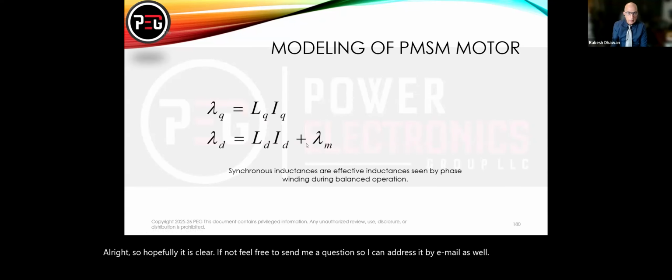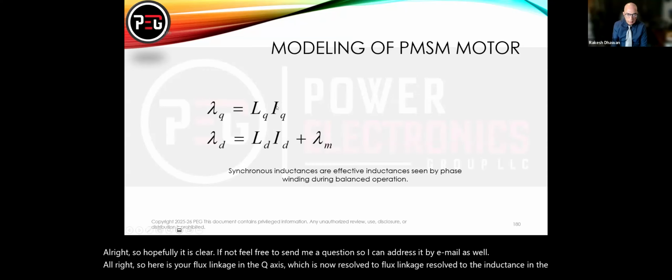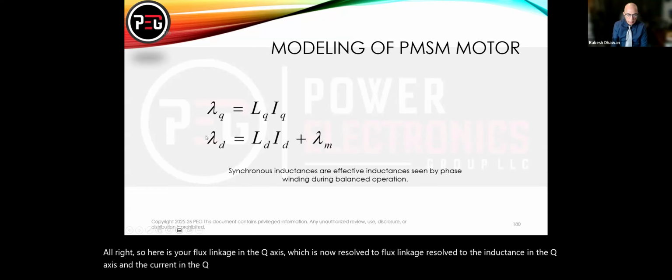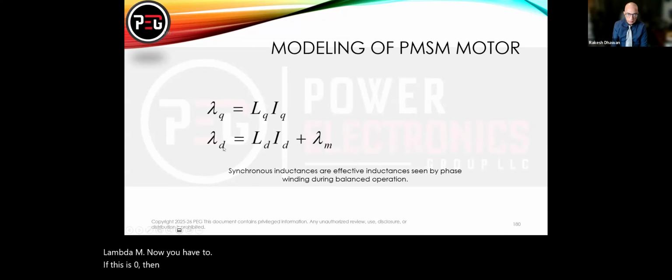All right. So here is your flux linkage in the Q axis, which is now resolved to the inductance in the Q axis and the current in the Q axis. And your flux linkage in the D axis is the sum of your inductance in the D axis times ID plus lambda M. Now if ID is 0, then this flux linkage is simply equal to the magnet flux linkage. All right. So the statement is: synchronous inductances are effective inductances seen by the phase winding during balanced operation.